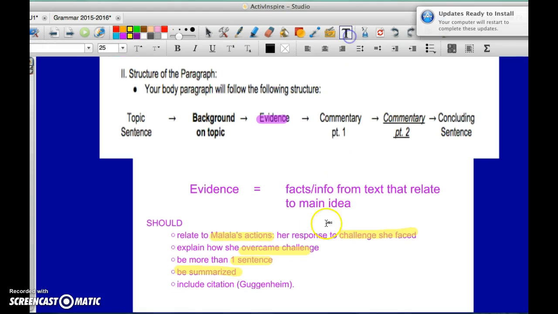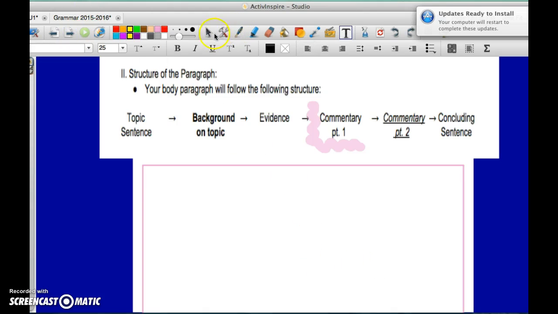So after you're done typing up your evidence, so let's pretend this is your evidence, blah, blah, blah, you're almost done with your last sentence that describes what she did and how she overcame challenges. You're going to include the director's last name, which is Guggenheim. Capital G-U-G-G-E-N-H-E-I-M. Remember to put the parentheses and then the period. All right. Moving on to commentary part 1.